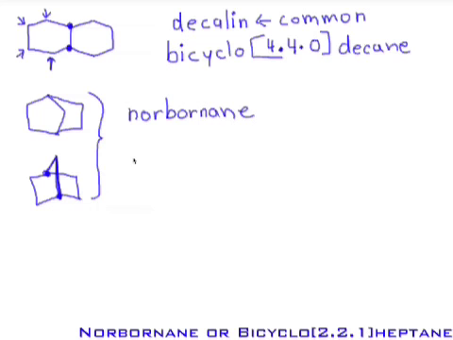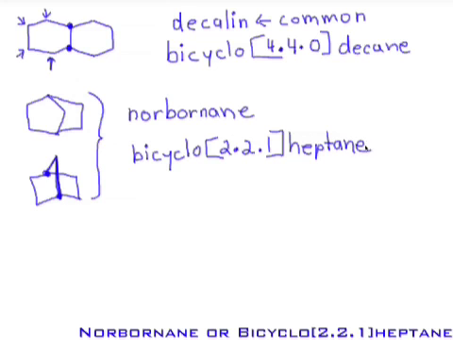Norbornane's IUPAC name is bicyclo. Count the bridges. We have 2 carbons here, 2 carbons there, and 1 carbon at the top. So this is a 2, period, 2, period, 1. How many carbons? Count the bridgeheads. Don't forget to count the bridgeheads. 1, 2, 3, 4, 5, 6, 7. This is a heptane. A bicyclo 2,2,1 heptane. Interesting.